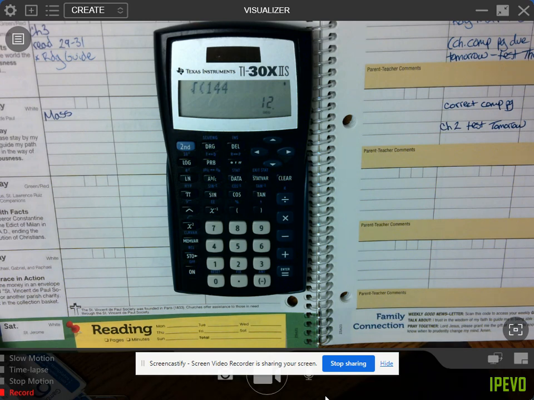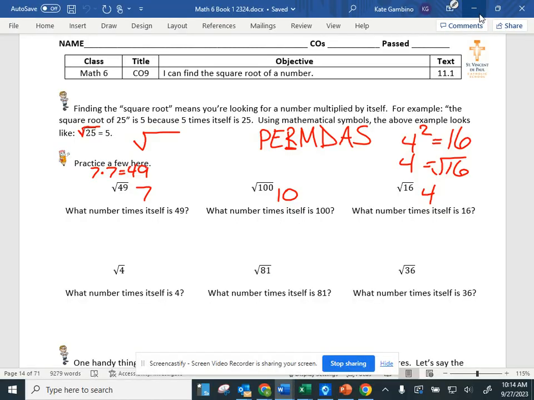So let's look at our assignment for today. We need to find the square roots. I didn't fill in the bottom. The square root of 49 is 7. So what number times itself is 49? That would be 7 times 7. I wrote it in the wrong spot. We said the square root of 100 is 10, so 10 times 10 is 100. What is the square root of 16? We said it was 4, so 4 times 4 is 16.